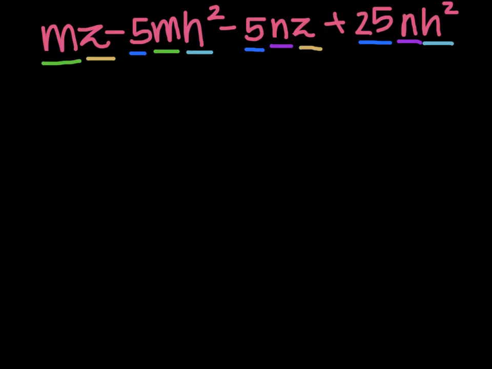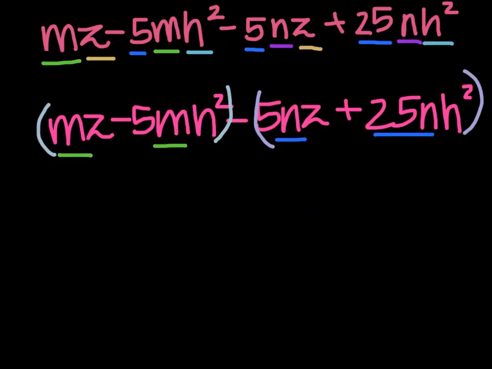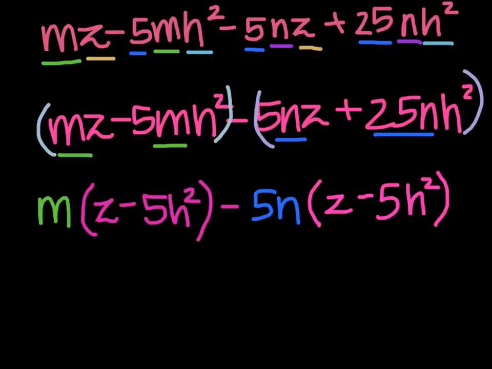So you have to group the terms together that have a common factor. So now that you put it into groups, you can see that the first binomial can be divided by m, and the second binomial can be divided by 5n. So now you get m times (z minus 5h squared) minus 5n times (z minus 5h squared). Also, be careful with the negative signs.